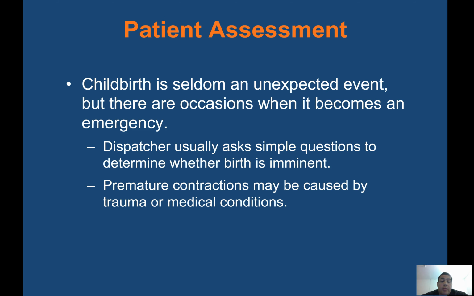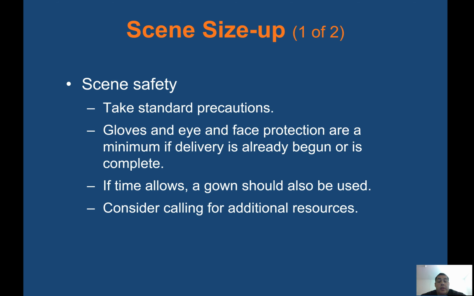Patient assessment. Childbirth is seldom an unexpected event, and there are occasions when it becomes an emergency. The dispatcher usually asks simple questions to determine whether birth is imminent. Premature contractions may be caused by trauma or medical conditions. Scene size-up. Scene safety. Take standard precautions. Gloves and eye and face protection are the minimum if delivery has already begun or is complete. If time allows, a gown should also be used. Consider calling for additional resources.